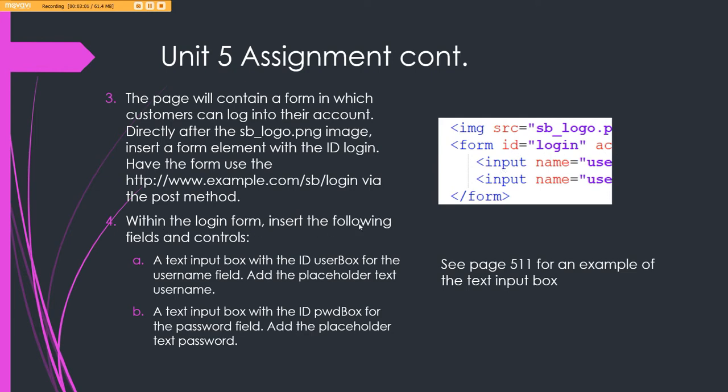Within the login form, insert the following fields and controls. A text input box with the ID userbox. For the username field, add the placeholder text username, and then a text input box for the ID password. Those codes can be found on page 5 of 11. So here's your form, and then your 2 inputs.